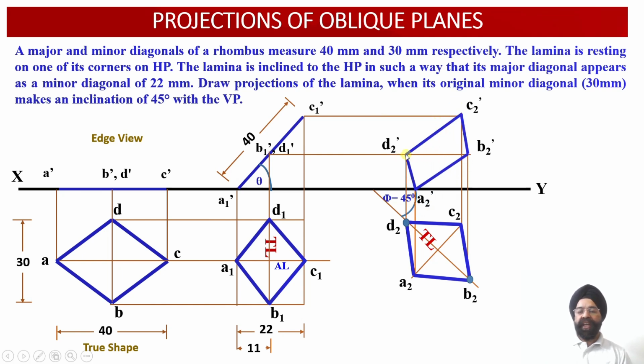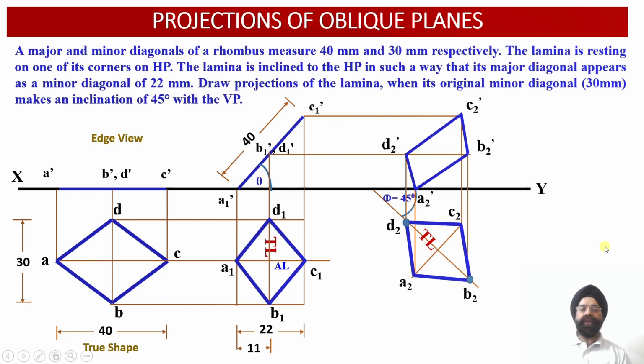Now once you join A2 dash, B2 dash, C2 dash and D2 dash, we are able to obtain the orthographic front view projections as well as the top view projections of an oblique lamina in which the surface of the lamina is inclined with respect to the horizontal plane at an angle theta, and the original minor diagonal BD is inclined with respect to the vertical plane at an angle of 45 degree. So this is all for today.